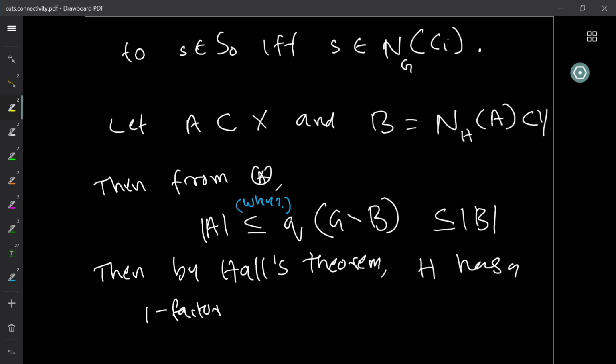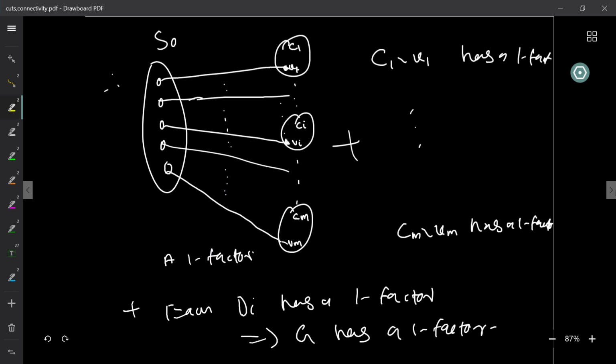And then the D_i's all have perfect matching by our induction. And therefore, altogether, we get a perfect matching for the graph G. So we start with S_0, then we have these components C_1, C_2, etc., C_m, and m is the cardinality of S_0 itself. The perfect matching between S_0 and these components fixes some vertex in each of the components, and removing that vertex, C_i minus that vertex has a perfect matching. Each of them has a perfect matching.